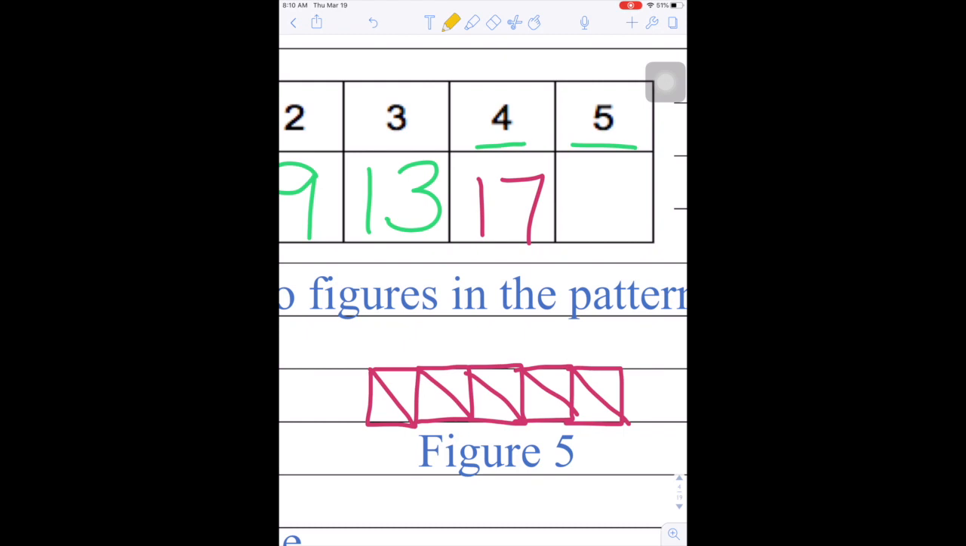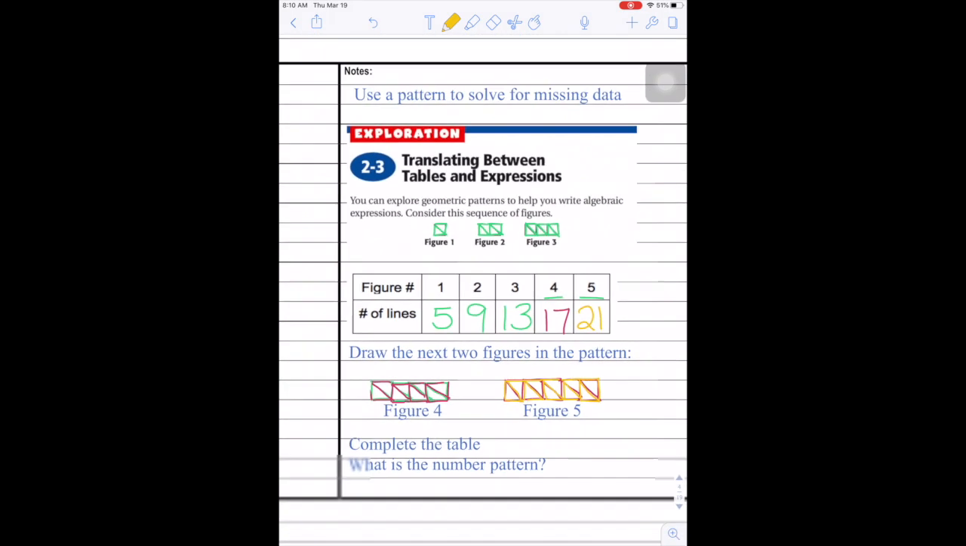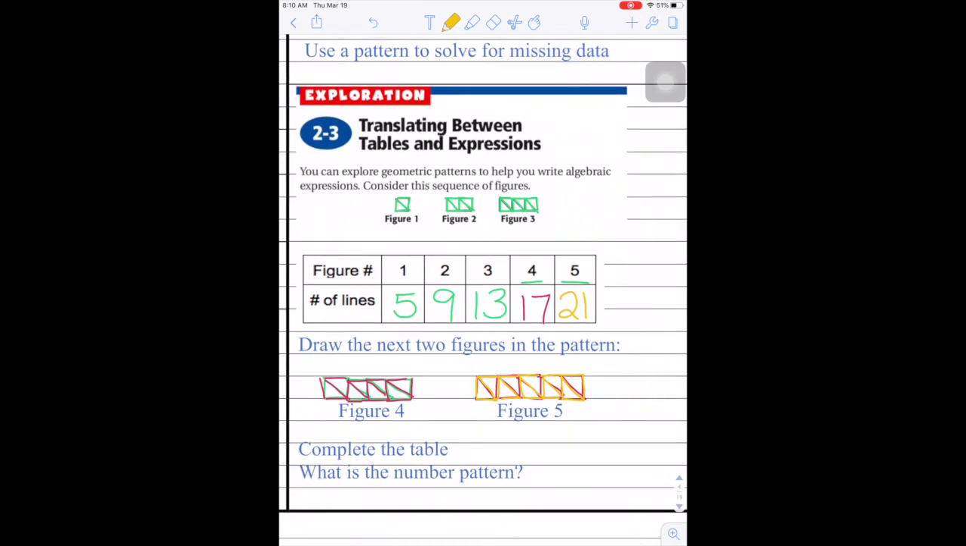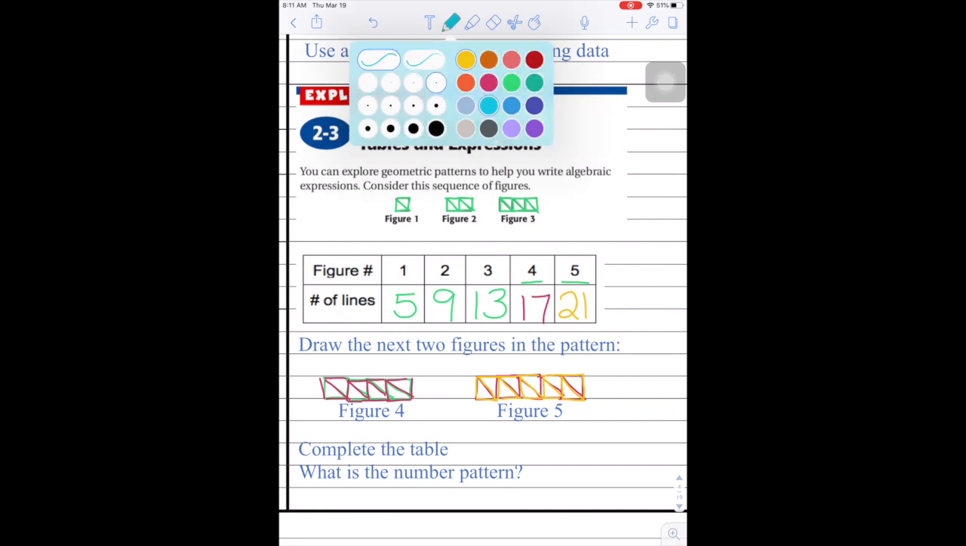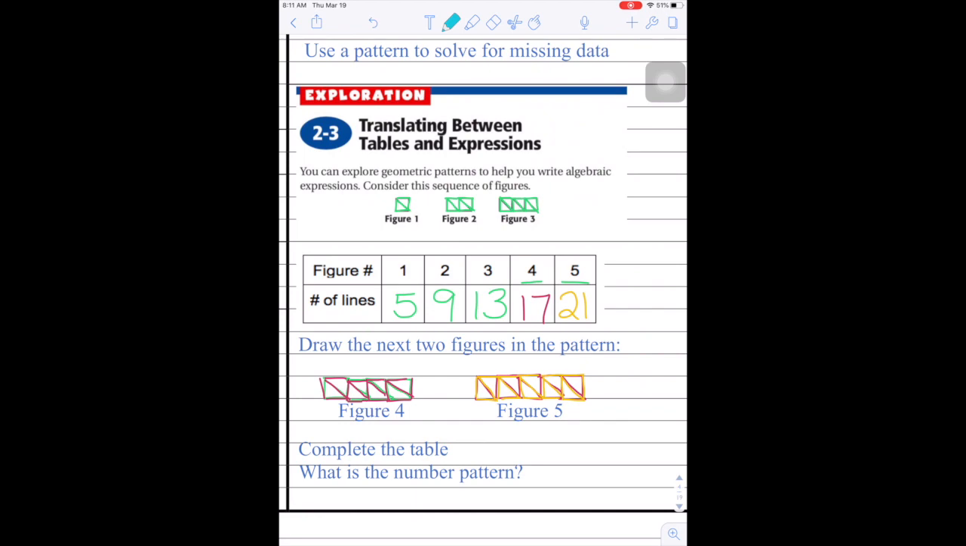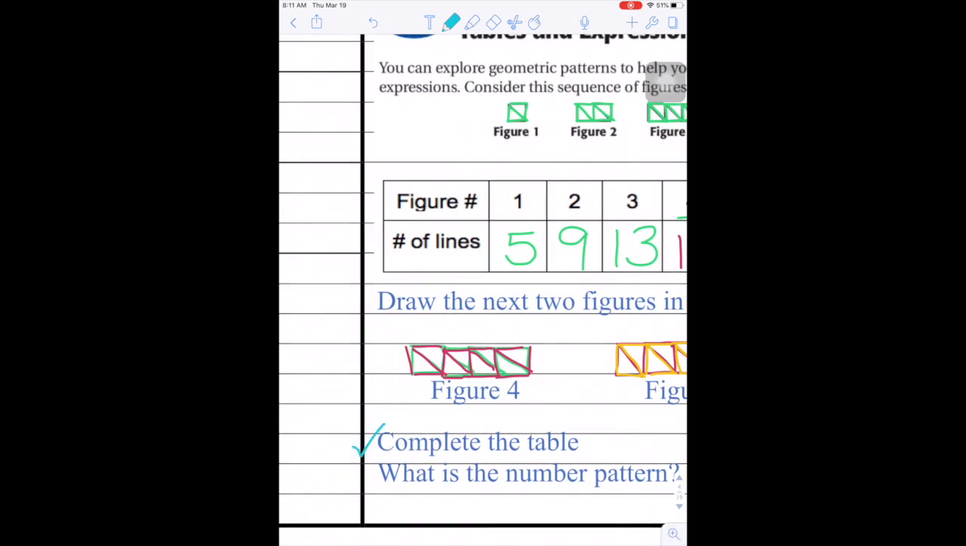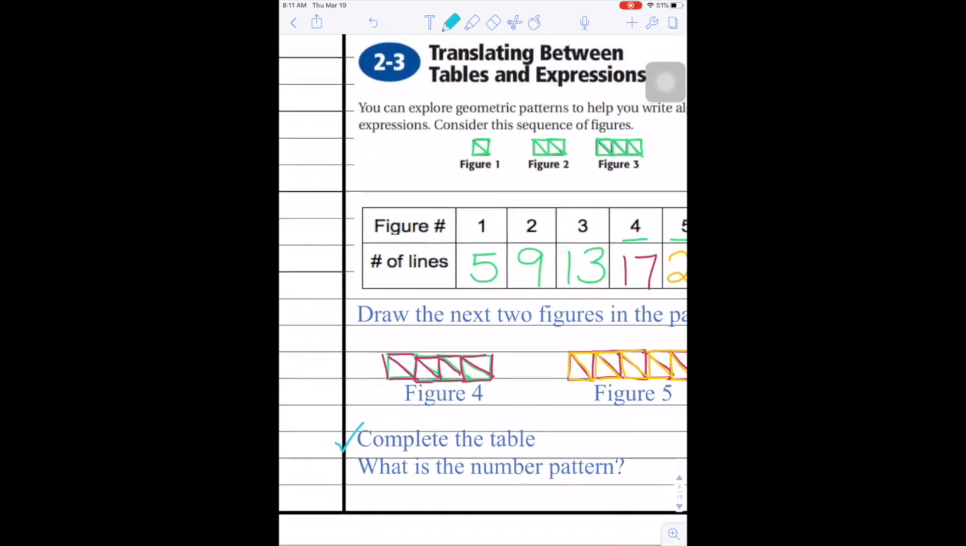I'm going to go ahead and count how many there are. 1, 2, 5, 6, 7, 8, 9, 10, 11, 12, 13, 14. So figure 5, I have 21. Okay, the next thing I asked you to do in the notes was to complete the table, which we did, so we can check that off. That's all done. And then we need to figure out what's the number pattern.